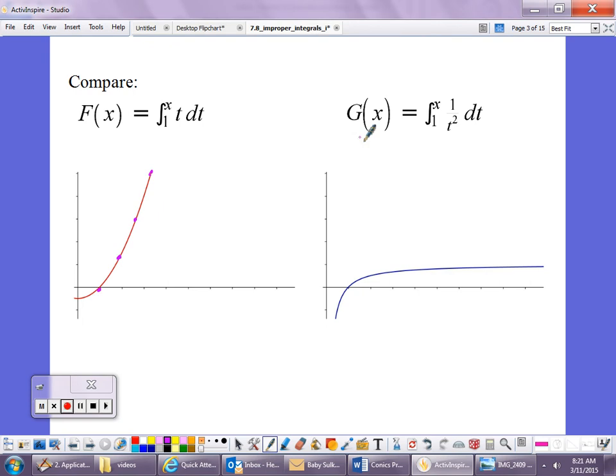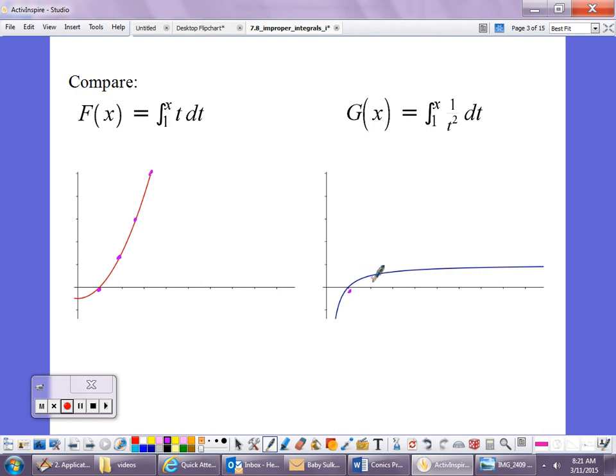So this is a function big G of x, which is the integral from 1 to x of 1 over t squared dt. So I've taken that same function, 1 over x squared, but now I'm asking what's the value of the integral from 1 to x as x gets bigger and bigger and bigger. And you can sort of see what happens here: as I keep going out here, the integral from 1 to 1, obviously, is going to be 0.